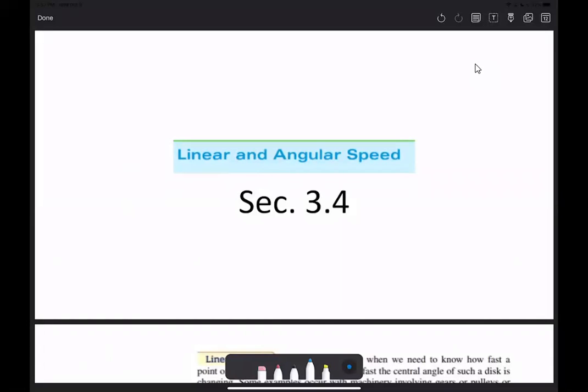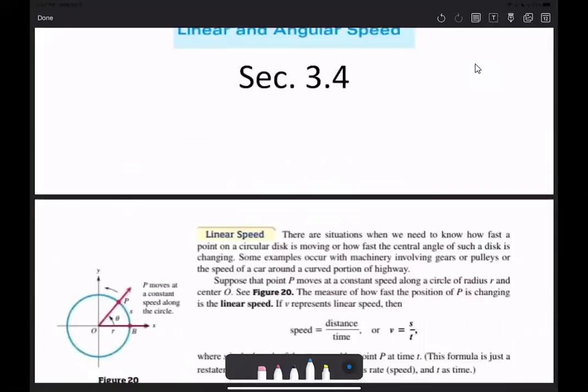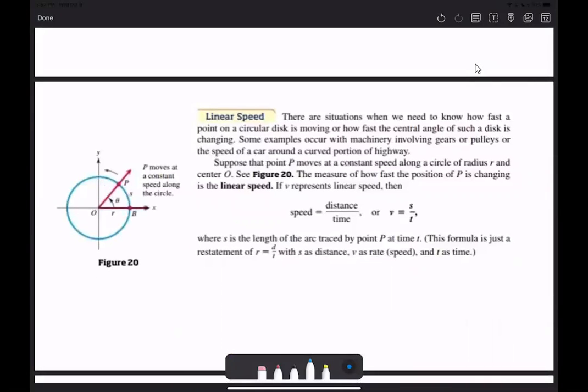This lesson is on section 3.4, linear and angular speed. I'm going to run through this pretty fast, not explaining much. Really all you need to know is that in this section you're going to find the linear speed. The linear speed is how fast this point on the circle is going around the circle.